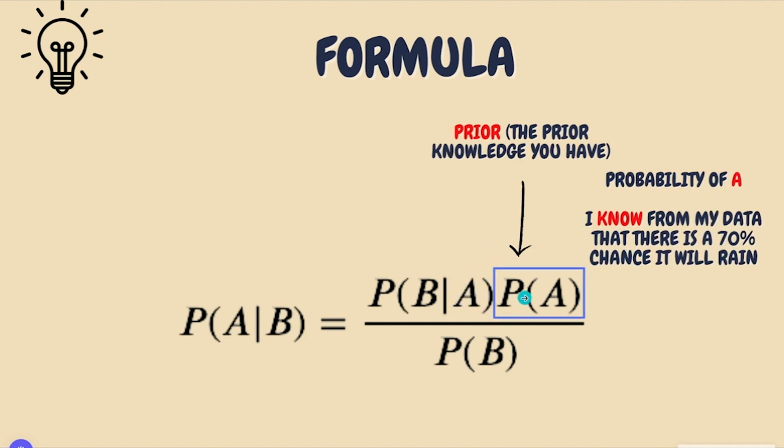Right next to the likelihood, we have the prior. The prior is the prior knowledge you already have. Either somebody has told you some knowledge, or you have a data set, and you can look at the target column to get out the knowledge, whatever it may be. And it's what I know from my data that there is a 70% chance it will rain on any given day.